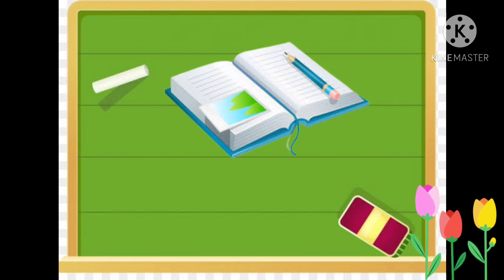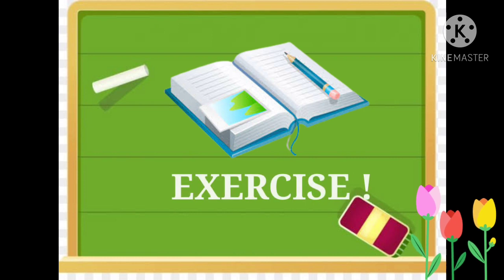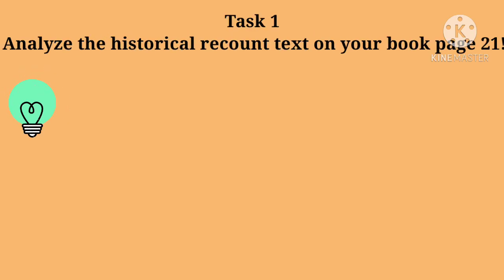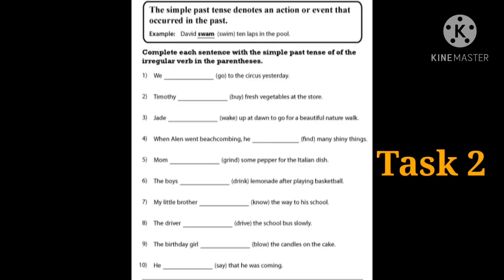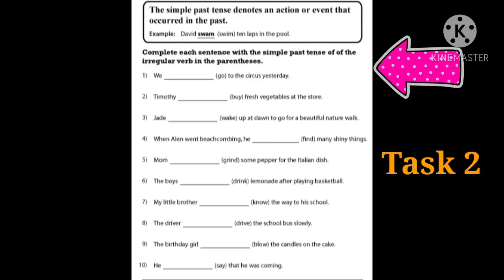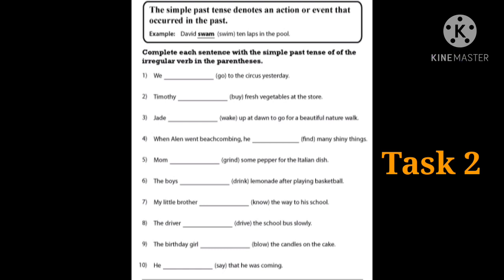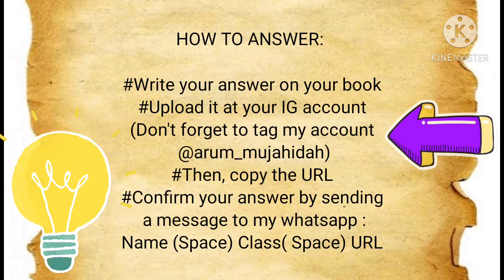After paying attention to the explanation of language features of historical context, now we are going to the exercise. Task 1. Analyze the historical context in your book on page 21. Task 2. Complete each sentence with the simple past tense of the irregular verb in the parentheses. Please pay attention here to the way how to answer.